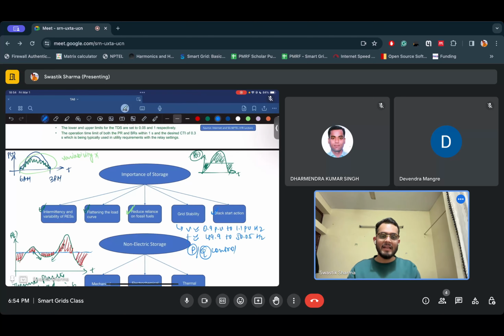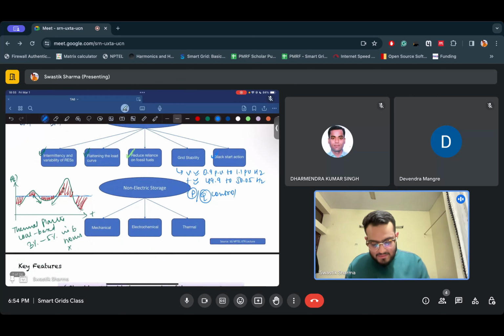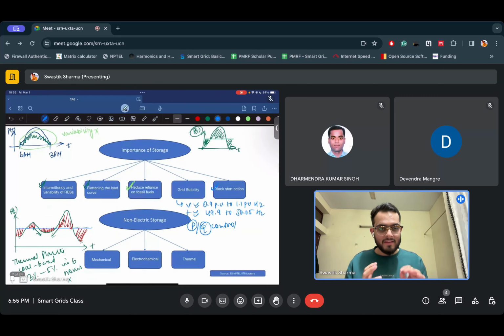Black start: it doesn't require any time to start up or shut down. For coal based power plants, a minimum amount of time is required before it comes up to its rated power. But for storage, we don't require any such time. We just click on a switch, we just start delivering power right away, right? So this is the importance of storage for a present day smart grid.